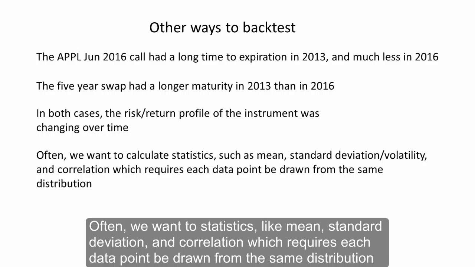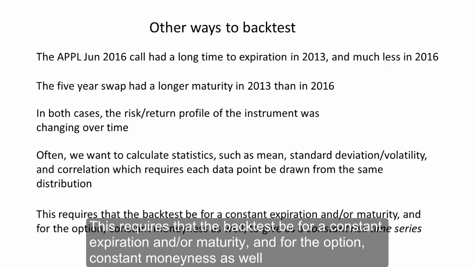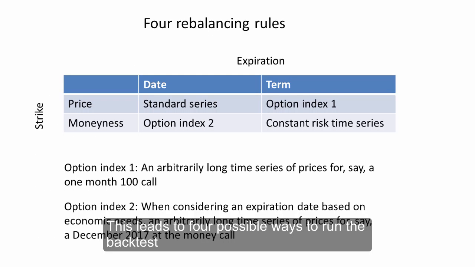Often, we want to calculate statistics such as mean, standard deviation, volatility and correlation, which requires each data point to be drawn from the same distribution. This requires that the backtest be for a constant expiration and/or maturity, and for the option, constant moneyness as well. This gives us 4 rebalancing rules. This leads to 4 possible ways to run the backtest.